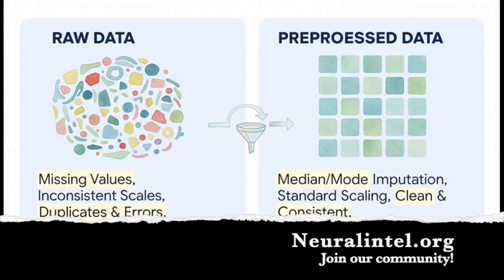Just look at this transformation. On the left, that's reality. Messy data, full of nulls, features with totally different scales, like age and income, plus all sorts of little errors. A professional workflow doesn't ignore this. It attacks it. We're talking systematically filling in missing values, using the median for numbers, the mode for categories, and using tools like Standard Scaler to put everything on a level playing field. That way, your model isn't biased towards one feature just because it has bigger numbers.